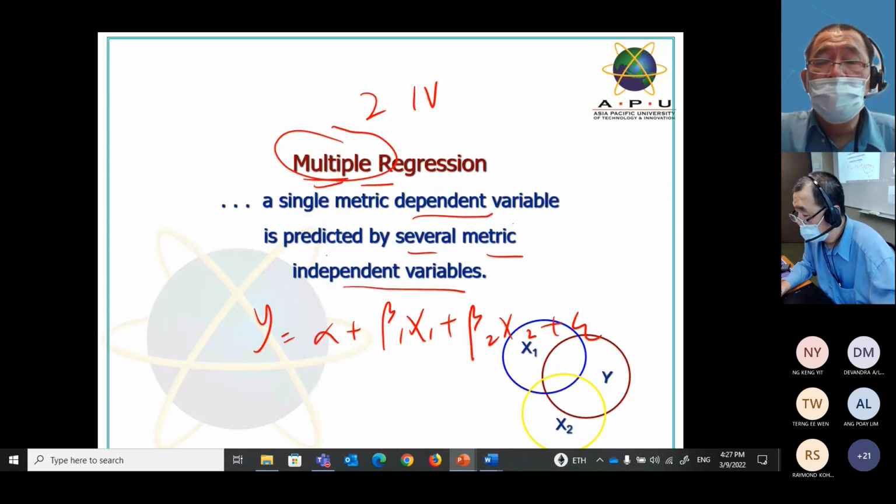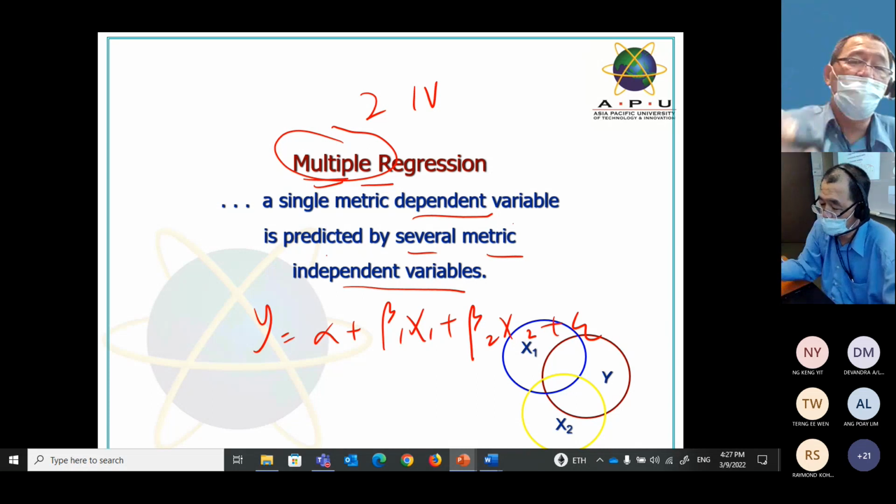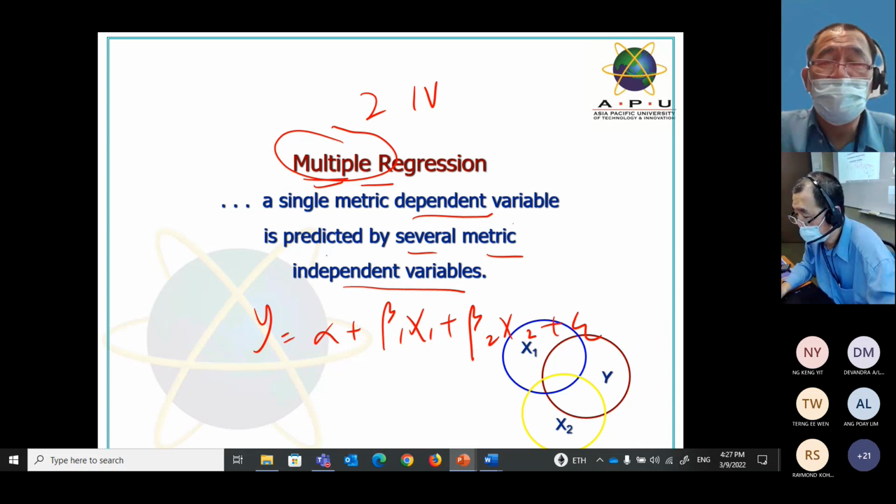So, for example here, y is affected by x1 and x2. Same as the equation I showed you in the slide.